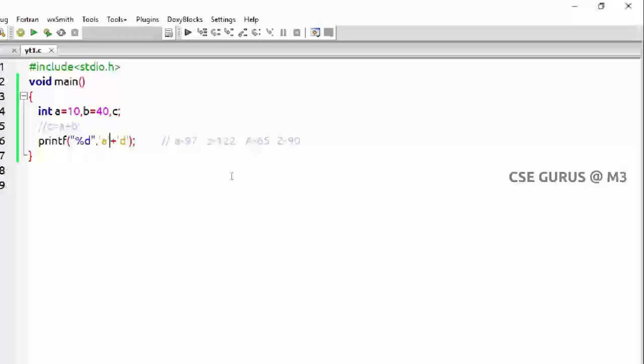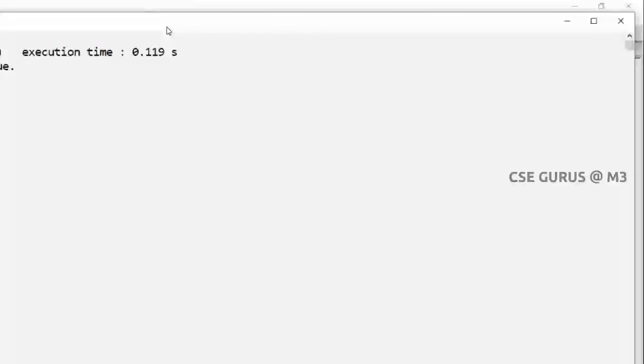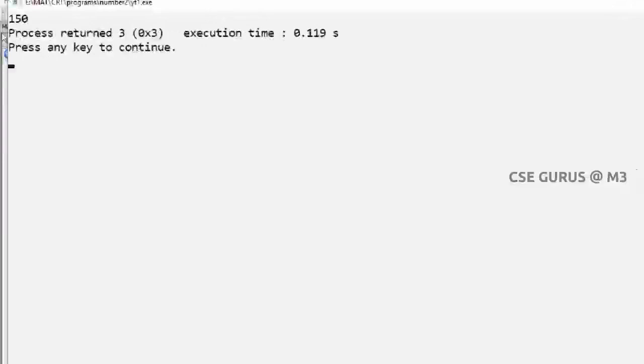One more thing you can observe: what if I write something like 50 here? So you may know that 50 plus 100 is 150, right? Yeah, you can see this is 150.